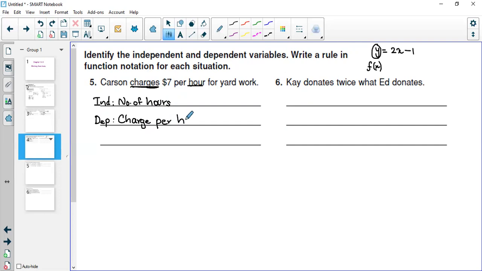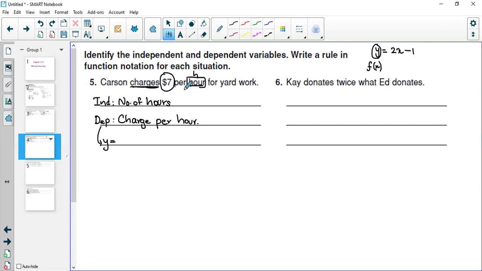Okay, now in the next one we are going to write a formula. Now how are you going to write a rule, an equation? Sorry, it was not a formula, it's an equation we are going to write. So always our equation starts with y equals, right? So the dependent variable is always y. Remember, the dependent variable is always y, and we start our equation with y equals. So how much does he charge for 1 hour? He charges $7 for 1 hour. How many hours he works? We do not know. So we name it as h or x.